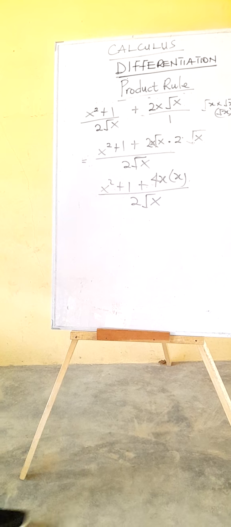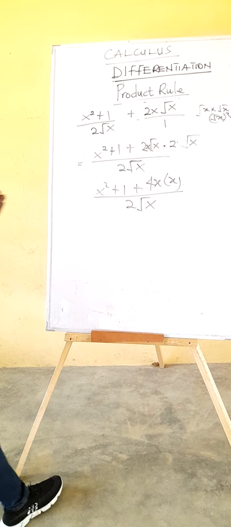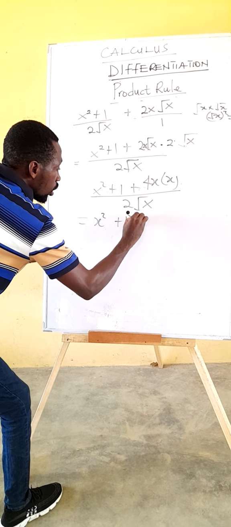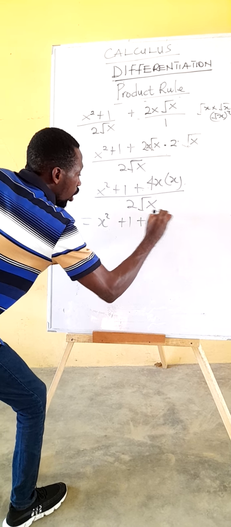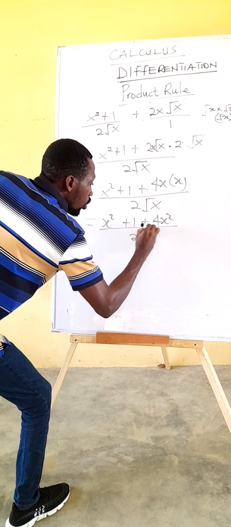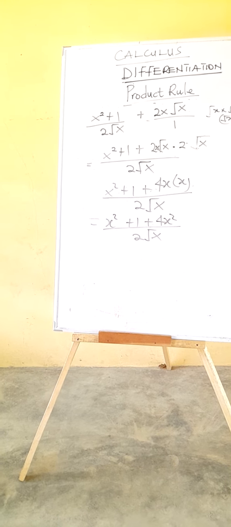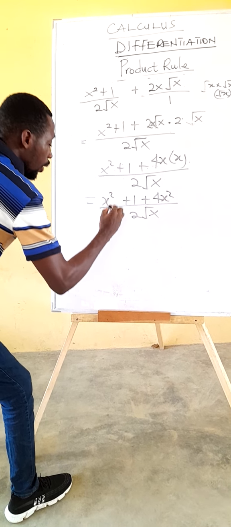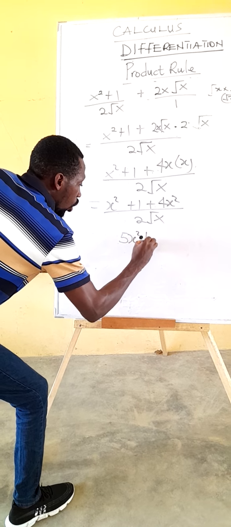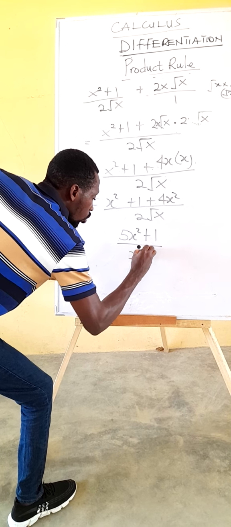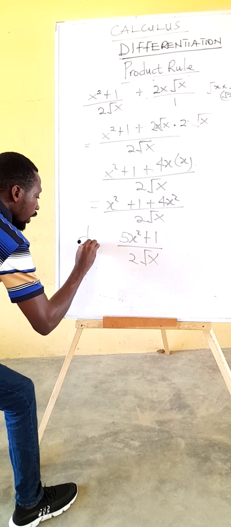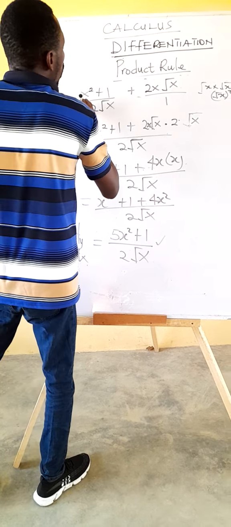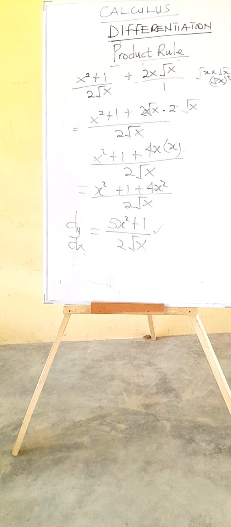I hope I've corrected that. So we can have x squared plus 1 plus 4x squared all over 2 root x. These are like terms, add them, that will be 5x squared plus 1 all over 2 root x. Then this becomes our derivative or our gradient function of that curve we met.